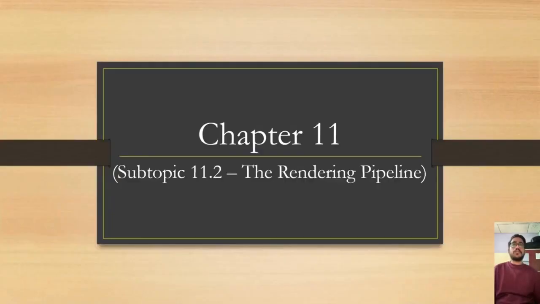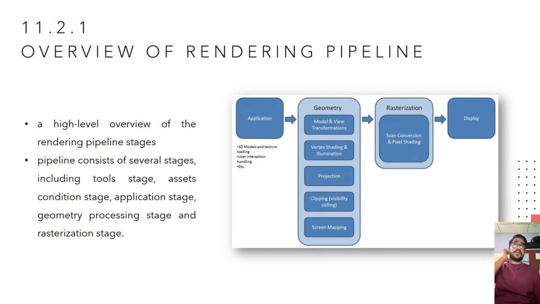Next is subtopic 11.2. So we start with the rendering pipeline overview. It's just a high-level overview of all the pipeline stages. This is an example overview of what we have. So ours has several stages: tools, asset conditioning, application, geometry processing, and rasterization.